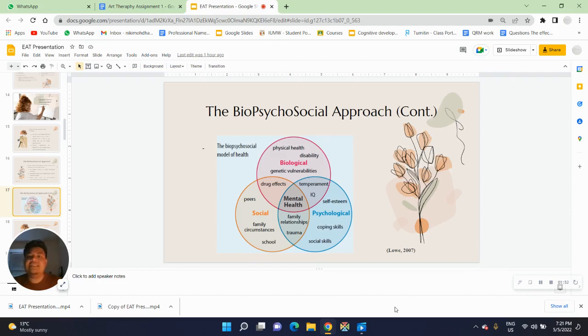Interestingly, you can also see there's overlap between each distinct region. Social and psychological have family relationships and trauma. Psychological and biological have temperament and IQ, and social and biological have drug effects. So it is interesting to understand how each and every one of these distinct areas interact with one another.